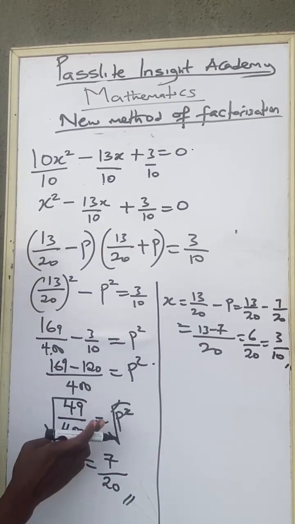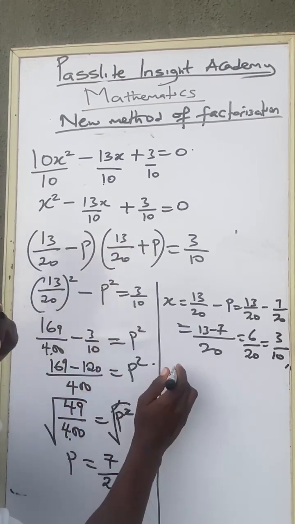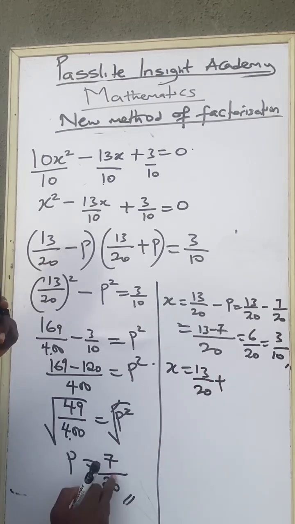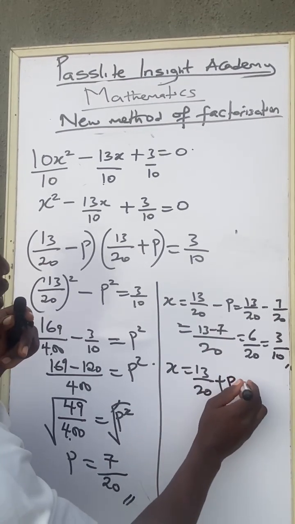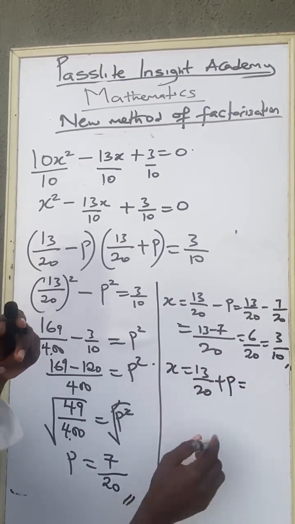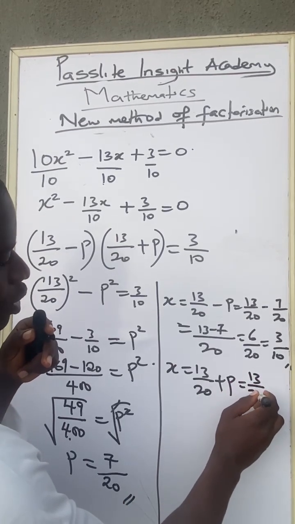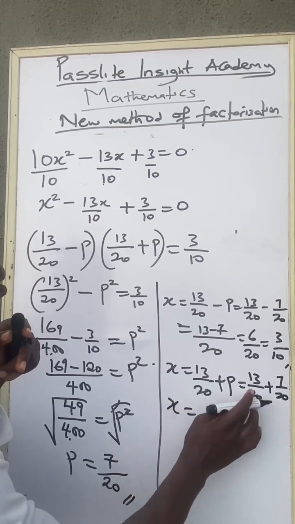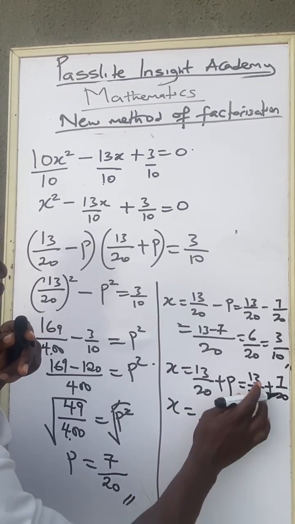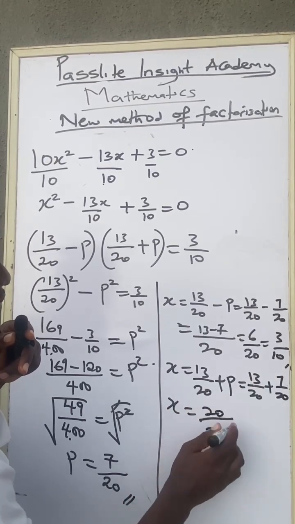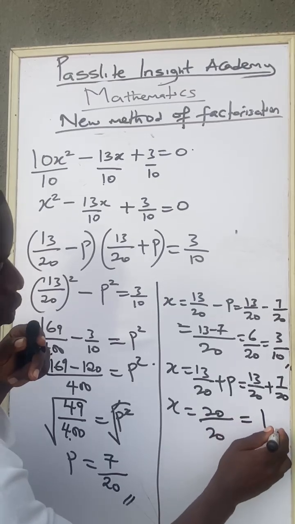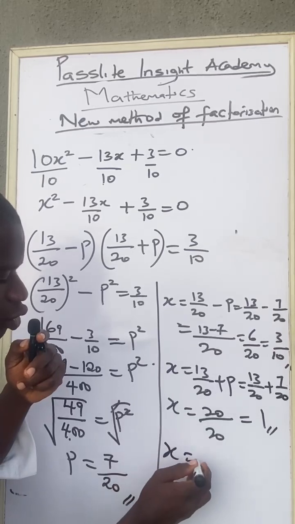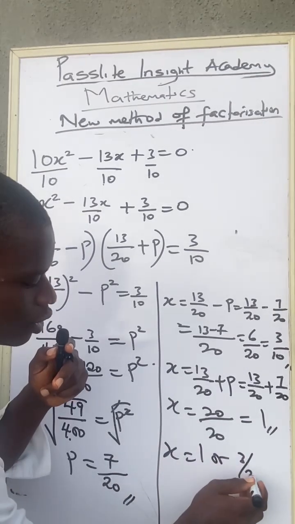To get the other one, s is equal to 13 over 20 plus P. What is your P now? 7 over 20. 13 over 20 plus 7 over 20. So s is equal to, what do you have? Add them, 13 plus 7, that will be 20. 20 over 20, that is 1. So your final answer is 1 and 3 over 10. So s is equal to 1 or 3 over 10.